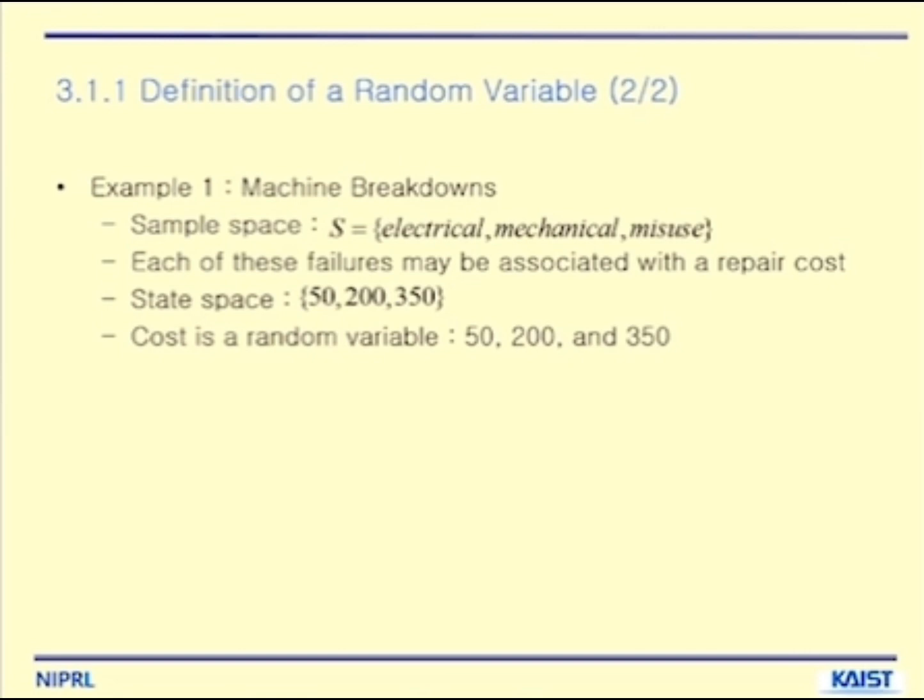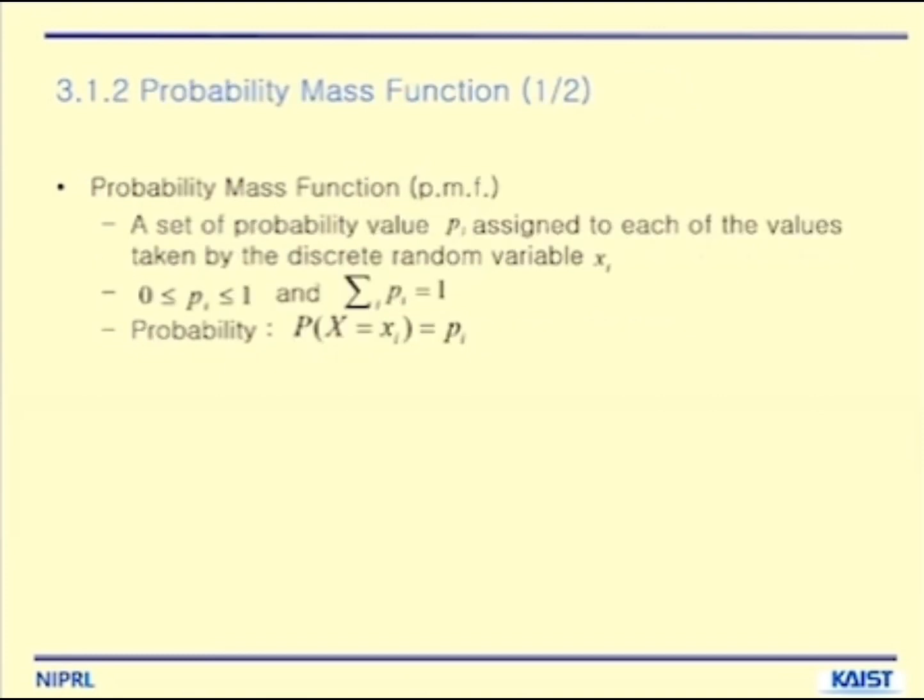Now, if I want to define a random variable, don't forget, I told you the other time, the random variable is assigning numerical values to elements in the sample space. What are the elements in the sample space? The elements in my sample space are the electrical, the mechanical, and the misuse. Assigning a random variable to them is like assigning figures to them, figures like 50, 200, and 350. Any question?